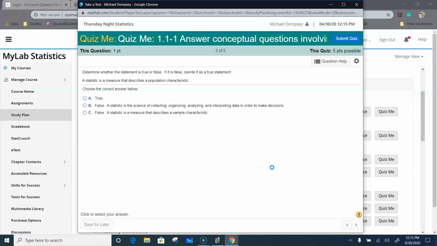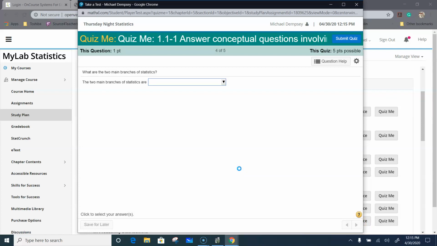A statistic is a measure that describes a population characteristic. That's false. It's meant to estimate a population characteristic, but a statistic describes something from a sample. So if you remember way back to like our first class, keep the two S words together: sample statistics. Keep the two P words together: population parameters.